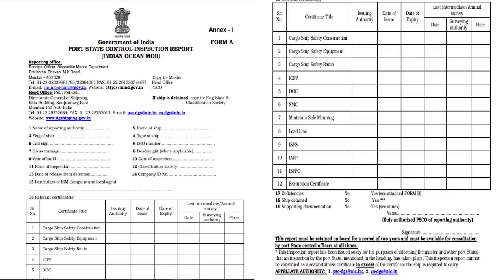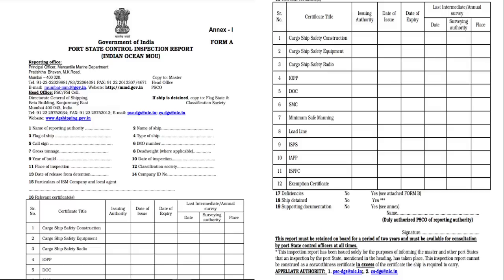Now let's see what is the form A and form B of a PSC. Whenever a PSC comes on board, they give you form A and form B. This form A and form B need to be maintained for a period of at least 2 years, so that whenever another PSC is coming, they can consult what deficiency has been given, so they can also check that part to ensure that the same deficiency doesn't exist.